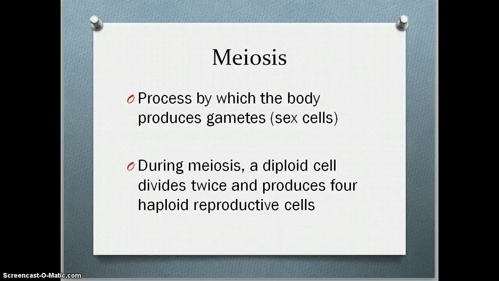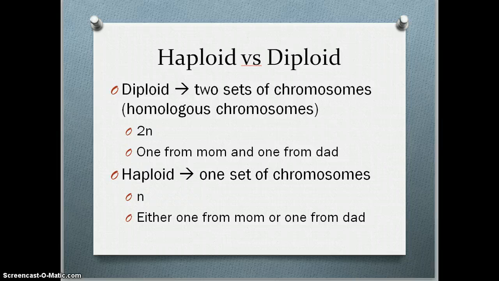Now I'm going to go into what haploid and diploid means. So diploid means you have 2 sets of chromosomes, or homologous chromosomes. When we say homologous chromosomes, we mean one from mom, one from dad. So when you're thinking about a specific gene, you actually have 2 copies of that gene, okay? One that you got from mom, one that you got from dad.